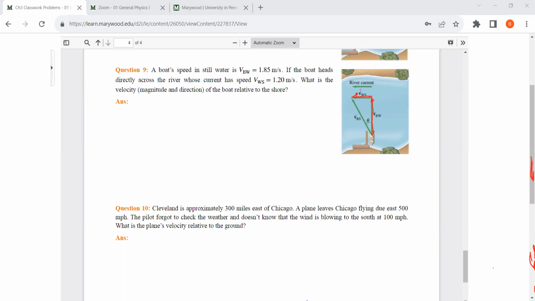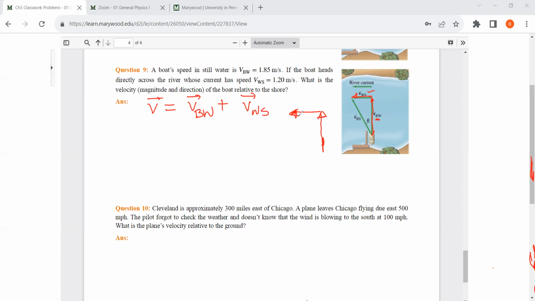So the resultant velocity will be the boat's velocity with respect to water, plus the water velocity with respect to shore. So this is the water velocity with respect to shore. Now you see that if we have this one and this one, two vectors, it looks like we can form the tail to tip method, right?